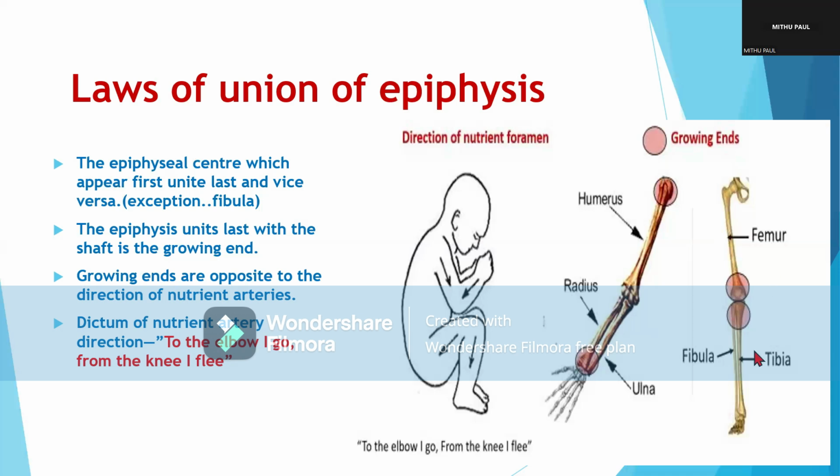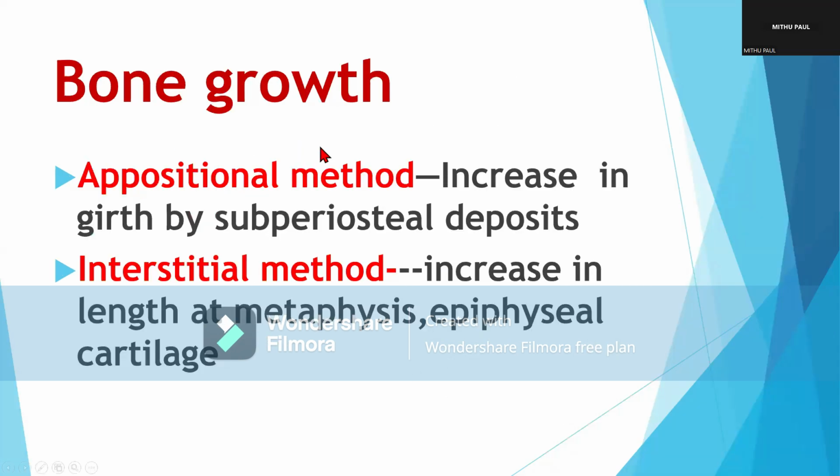If we speak of the inferior extremity, as the nutrient arteries are going away from the knee, the growing end of the femur, tibia, fibula is the knee end. Okay, you must keep this in mind and hold it because it will come repeatedly in your study, also for your MCQ. Now bone growth is mainly via the appositional method at the periphery, and in some way via the interstitial method occurring at the region of the epiphyseal cartilage.